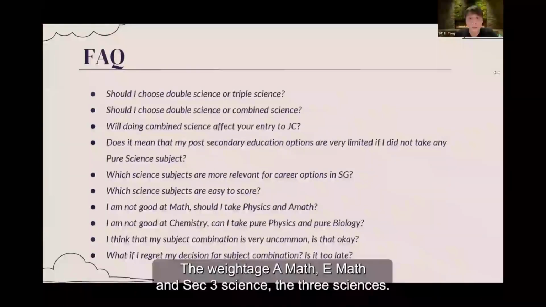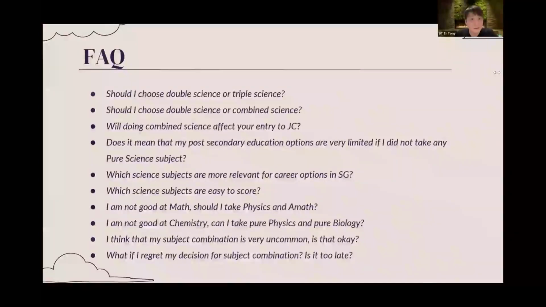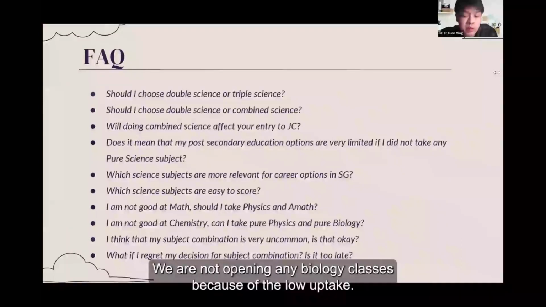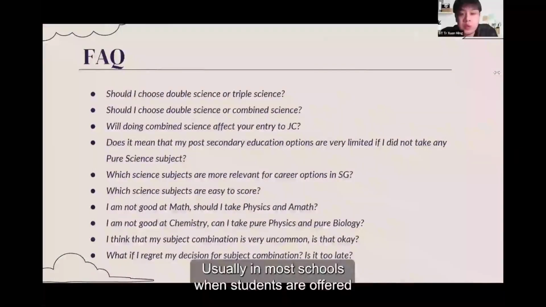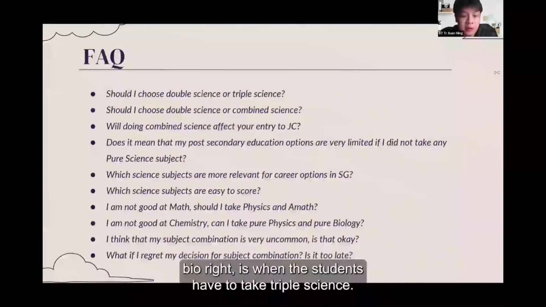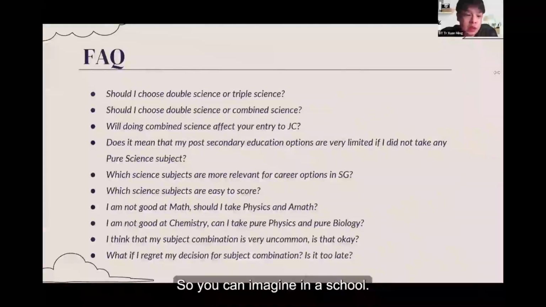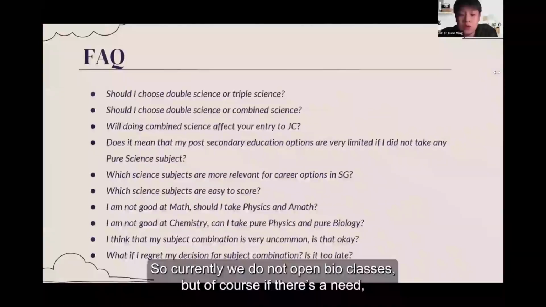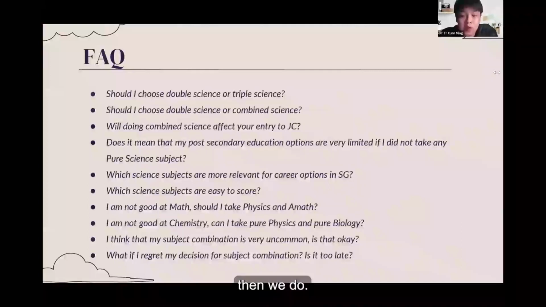Do we teach A-Math, E-Math, and Sec 3 science, the three sciences? Yes, we do. Currently, we are not opening any biology classes because of the low uptake. Usually in most schools, when students are offered bio, is when the students have to take triple science. So you can imagine how many students in a school will take triple science, actually quite low. So currently we do not open bio classes, but of course if there's a need, then we do.